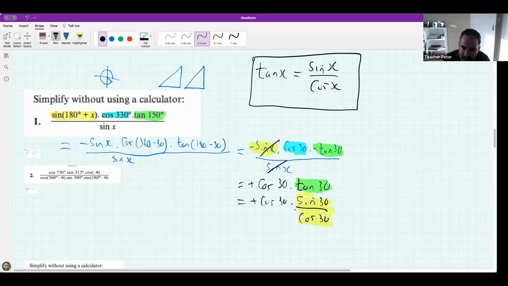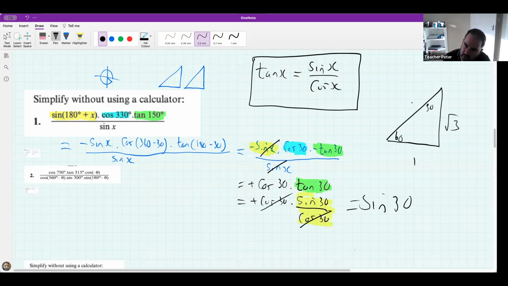Because you can cancel out this cos 30, and now you're just left with sine of 30. And if I draw your special triangle for you, so 1, root 3, 2. What is the sine of 30 going to be? Well, it's O, so that's 1, and then H is 2. So it equals a half. And so the answer to that question is a half.